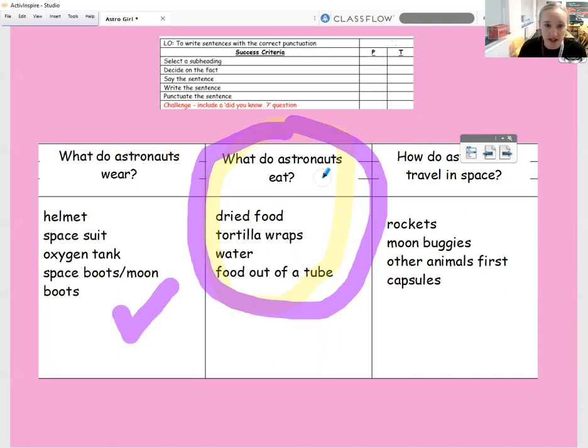So today, we need to make sure that we are writing our sentences and using the correct punctuation to do so. So when we're doing that, we're going to select our subheading, which I'm going to choose from my plan here, decide the fact that I want to include. I'm going to say the sentence, then I'm going to type it, and I'm going to make sure I've got my punctuation. Okay, because sometimes, remember, we use question marks, and other times at the moment we're using full stops. I've also got my challenge there again, including a did you know question, and I'm going to try and include that today about food. Right, shall we get started?